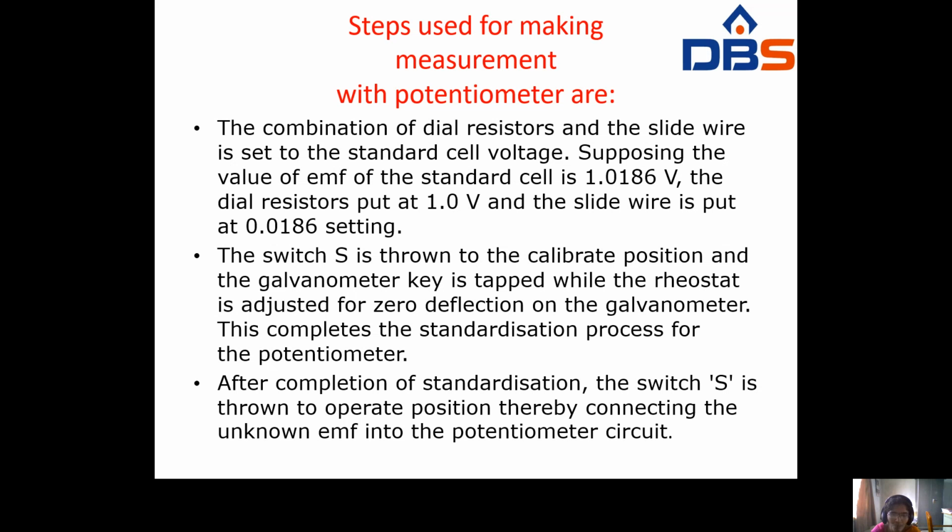The dial resistor is put at 1 volt and the slide wire is put at 0.0186 setting, so the total voltage will be 1.0186 volts. Here you have to connect the switch. The switch S is thrown to the calibrate position, and the galvanometer key is tapped while the rheostat is adjusted for zero deflection on the galvanometer.